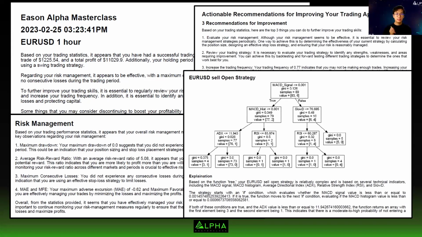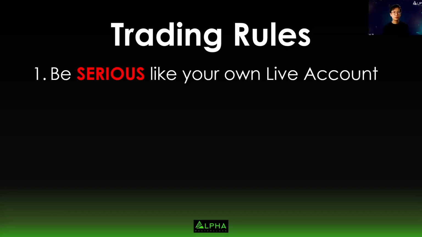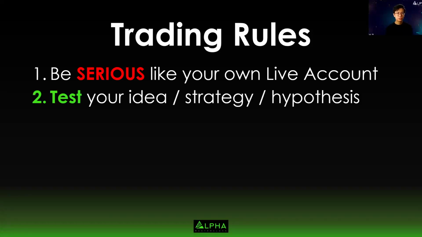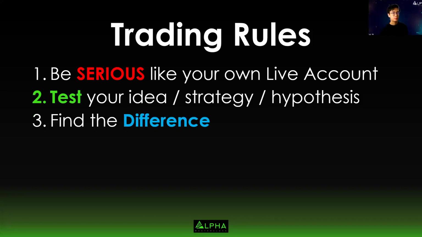Okay, now we cover the rules first. Trading rules. Number 1, be serious. Number 2, test your idea, test your strategy, test your hypothesis. Test yourself. You can get 2% or not. Number 3, find the difference. And number 4, ask for help.